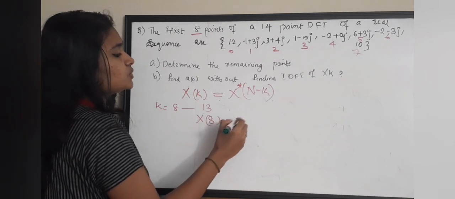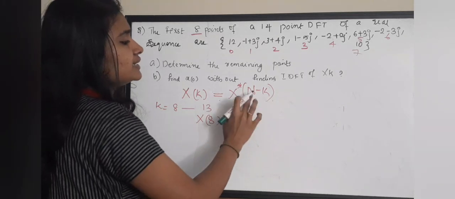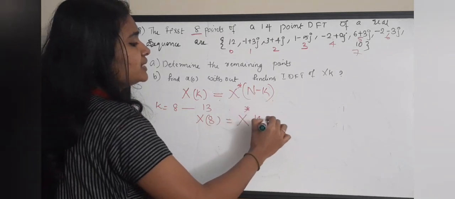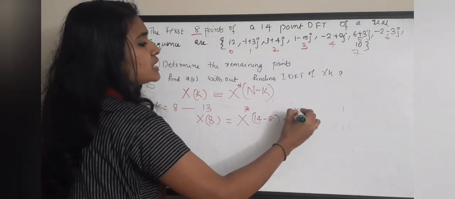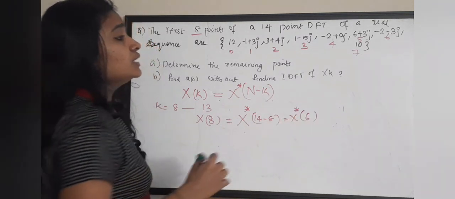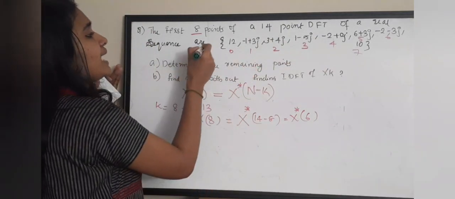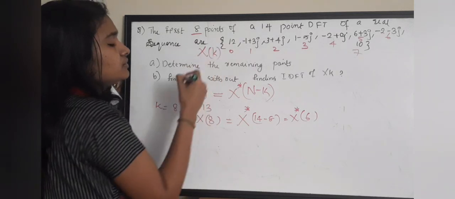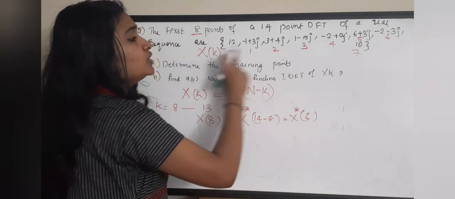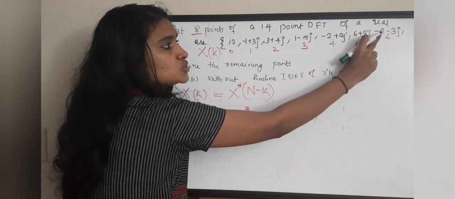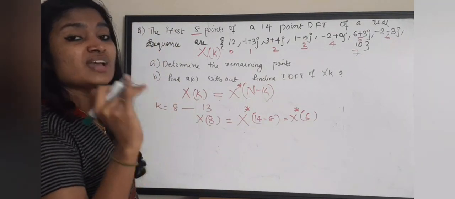X of 8 is equal to X star of N minus k. N is 14, and 14 minus 8 is 6. So it is equal to X star of 6. Now, in the question, they have given the values of X of k. Now we need to find the value of X star of 6. We know the value of X of 6, that is -2 minus 3j. Now what is the value of X star of 6?